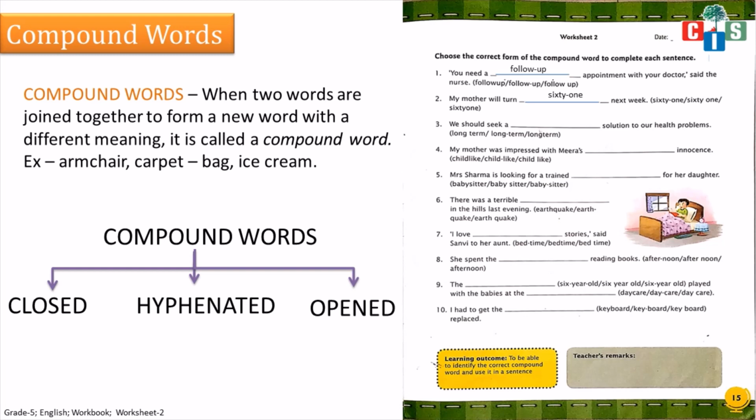In the same way, the second is, my mother will turn dash next week. My mother will turn 61 next week. 61 is also, 60 is one word, 1 is another word, and these two words are joined together with the help of a hyphen, and now these two words together make one word, 61.